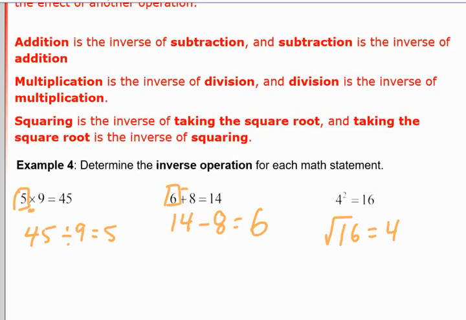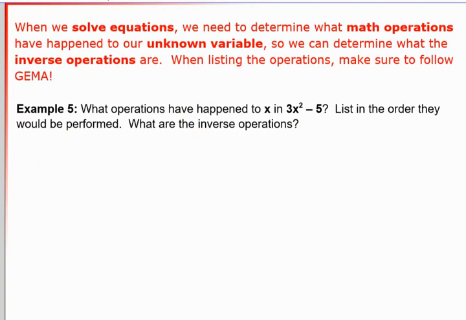All right. When we solve equations, so really we're working towards solving for a missing variable in an equation, we need to determine what math operations have happened to our unknown variable so that we can reverse those. And we want to think of them as in the GEMMA. What operations have happened to the x in 3x squared minus 5? List them in order. Okay.